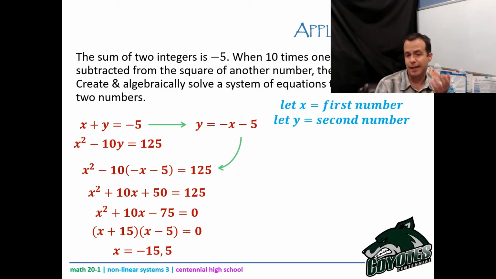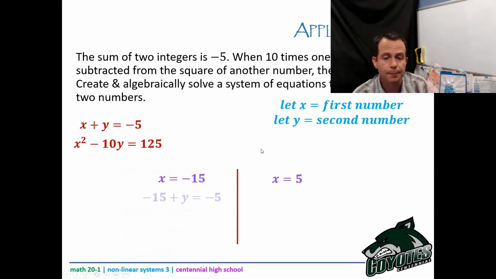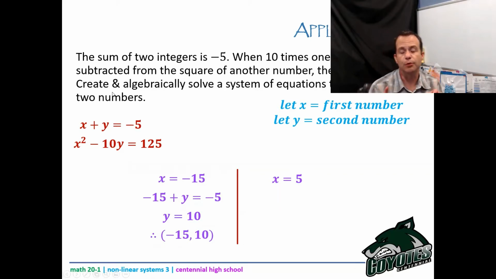So I'm going to take one of my original equations. I'm going to go back to that x plus y equals negative 5. I'm going to plug in negative 15 and get my y value out, and I'm going to plug in 5 and get my y value out. So that's what I'm doing right here. When I plug in negative 15, I get negative 15 plus y equals negative 5. I'll add 15 to both sides, and that will give me y equals 10. So that one gives me negative 15 comma 10. So one possibility for those two numbers is negative 15, 10.